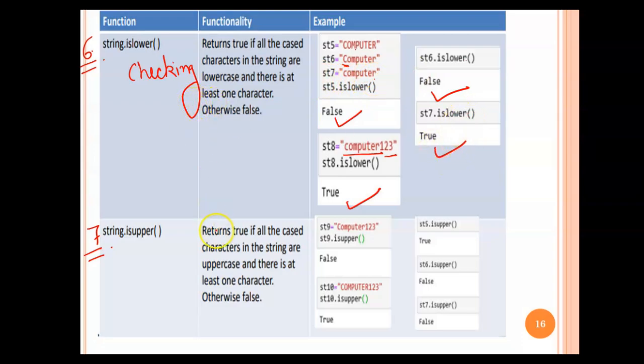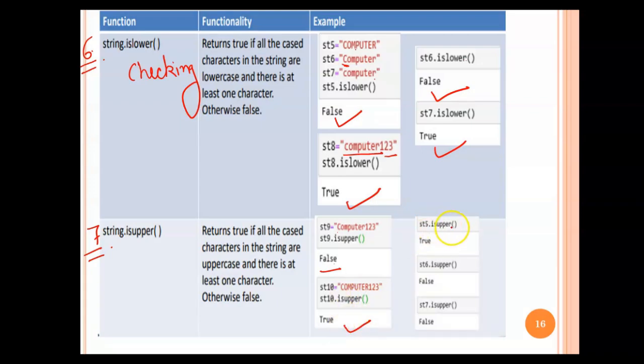Now just the opposite of the islower function is isupper. So here we are checking for uppercase. Now you check str9 is equal to Computer123, but here only the first letter is in capital, rest all are in small, so you are getting false here. Okay, then you check, we have str10 is equal to COMPUTER123. So I told you there is no case value for the numbers 1, 2, 3, so COMPUTER is in capital letters, we are getting true.